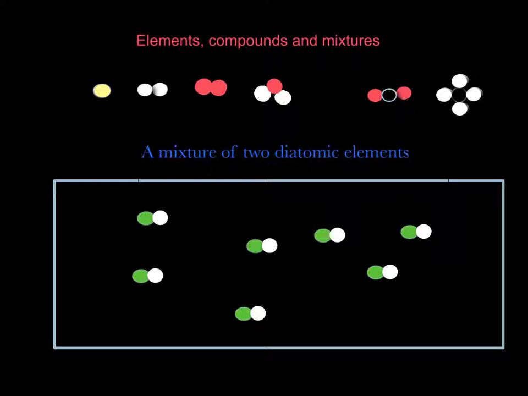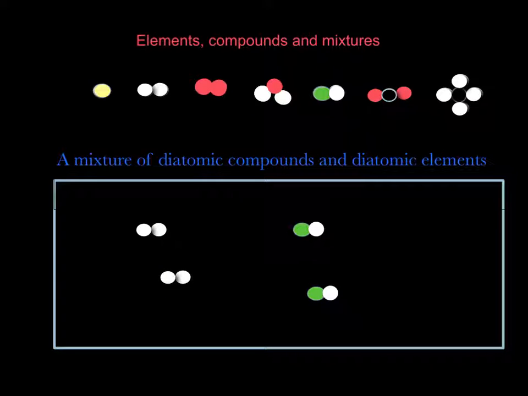This is a mixture of two or more diatomic elements because there are two atoms stripped together and they are both of different elements, so they are diatomic. This is a mixture of a diatomic compound because there are diatomic compounds with two different elements, and diatomic elements because there are diatomic elements with two of the same elements.